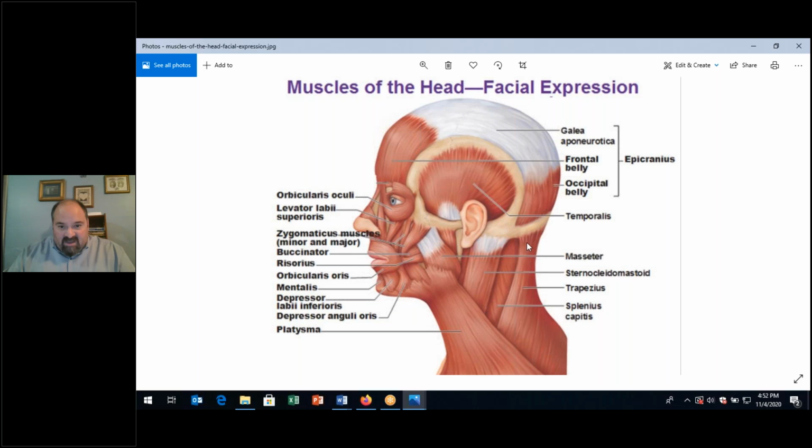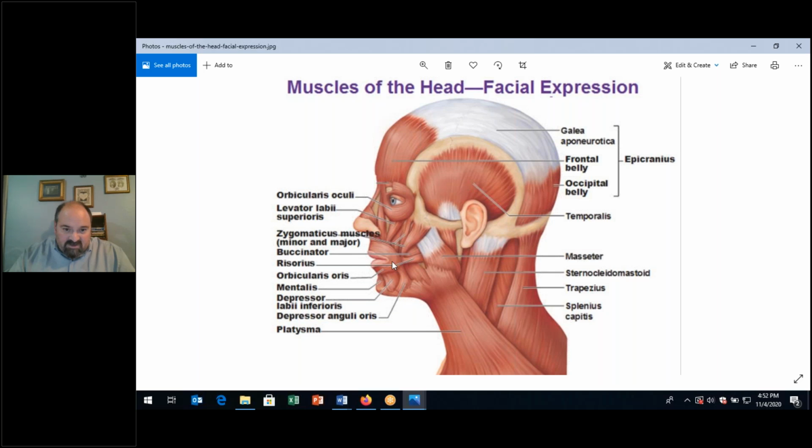You're also seeing here that we have the upper belly of the trapezius, okay? Splenius capitis is in the lab. I'll show you on the model. It's very easy to see, but you'll have to know that muscle also. And sternocleidomastoid, that's just a piece of it right here that you're viewing, okay?